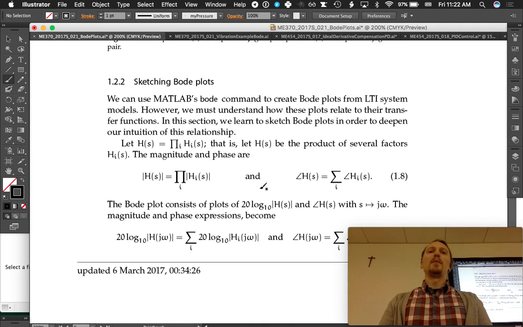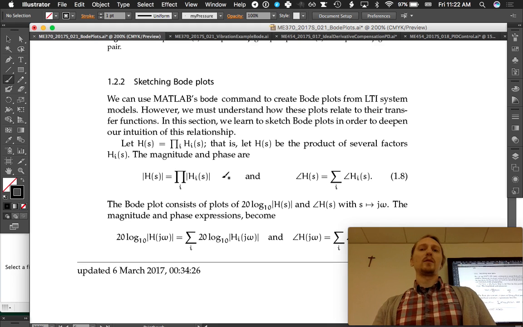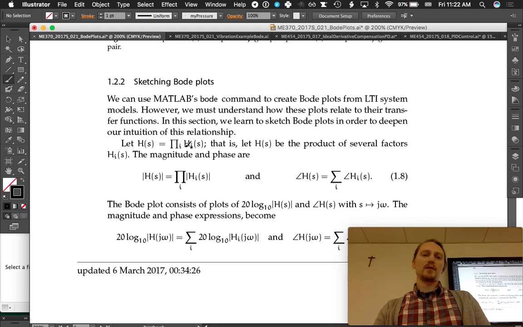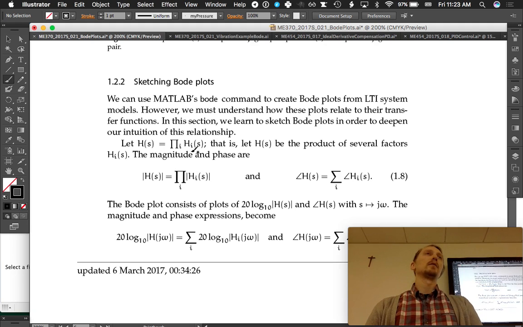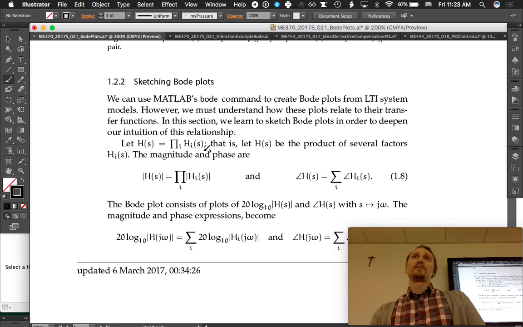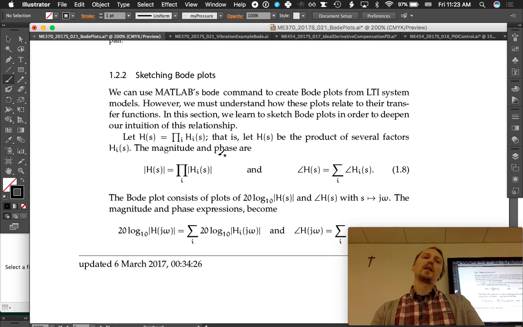So we can use MATLAB's Bode command to create Bode plots. However, we must understand how these plots relate to their transfer functions. In this section, we learn to sketch Bode plots in order to deepen our intuition of this relationship. So let's say that we wrote our transfer function as a product of several lower order transfer functions. That's what this big capital pi means, this product. Just like big capital sigma means sum, this means product. And then let H(s) be the product of several factors.